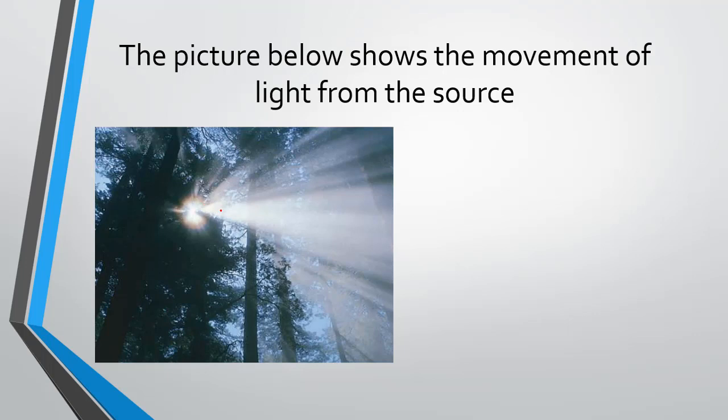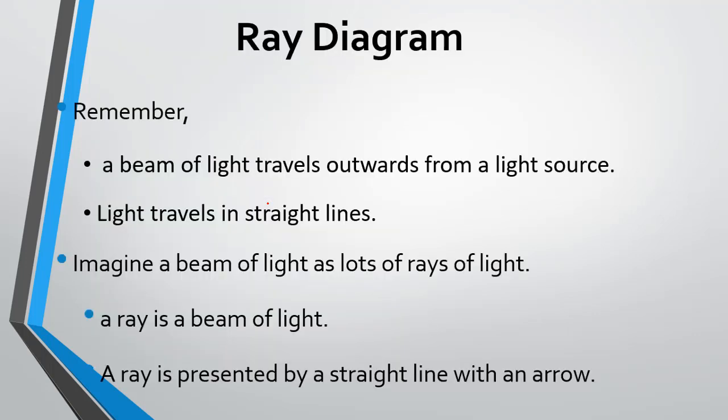A good example to show that is a torch. Try to switch on a torch and count how many seconds it takes from the source to the object. You see that it takes maybe milliseconds to reach the object. So that shows light really travels very fast.